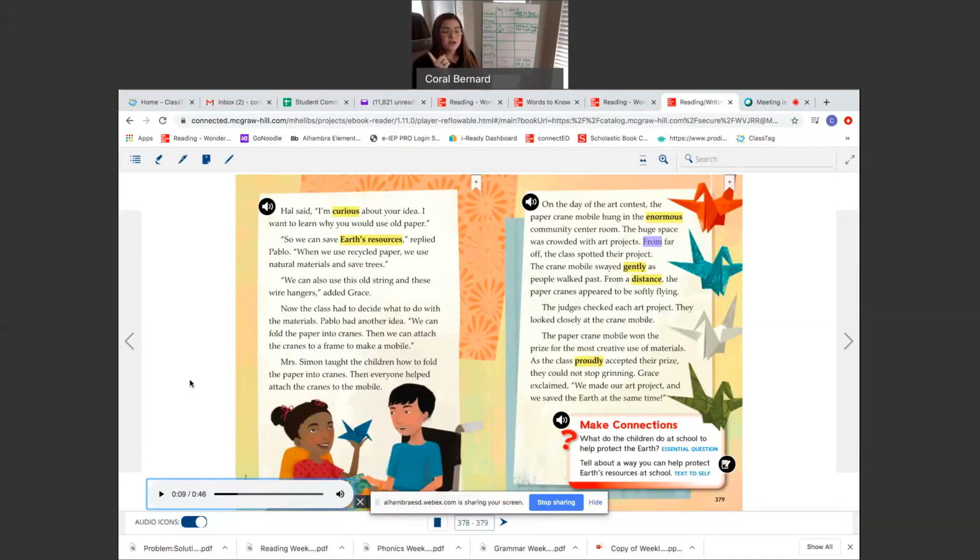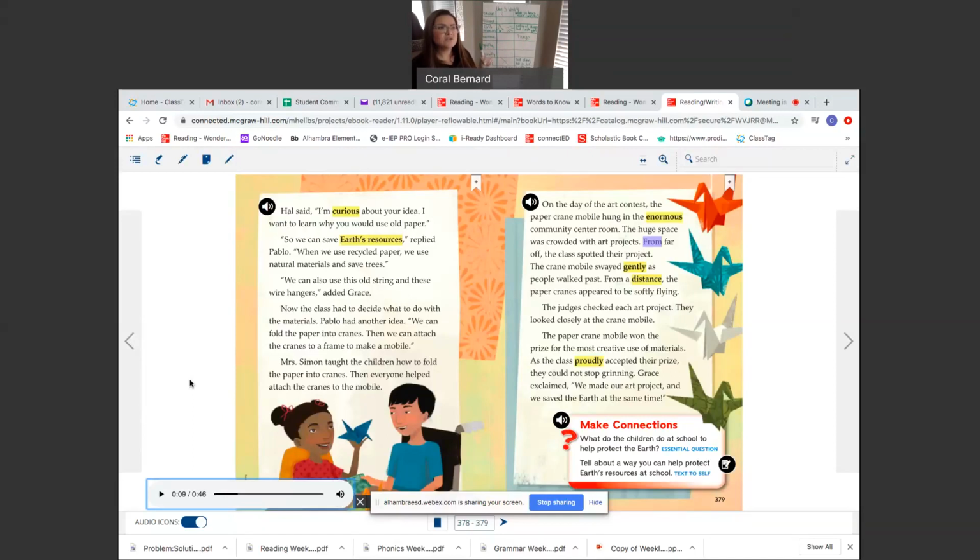On the day of the art contest, the paper crane mobile hung in the enormous community center room. The huge space was crowded with art projects. I found a clue. Huge space, enormous community center room, huge, enormous. Those are synonyms. They mean the same. Let me find enormous right here. I'll go to my definition column and I'm going to write huge.